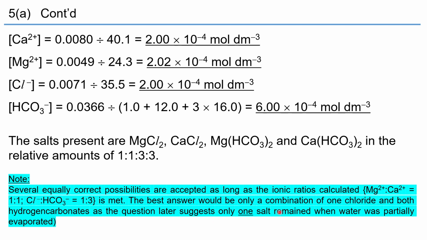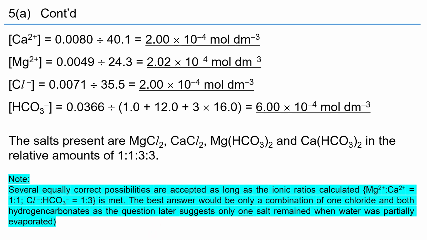The better answer here will be only a combination of one chloride and both hydrogen carbonates. Now, why do I say so? Because if you read the full question before your attempt, you will realize that they tell you there is only one salt remaining when the water was partially evaporated. This is a hint to you. You only have one salt left, so you should only have this one.